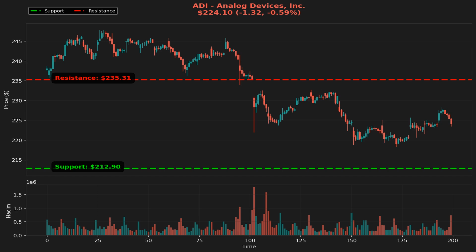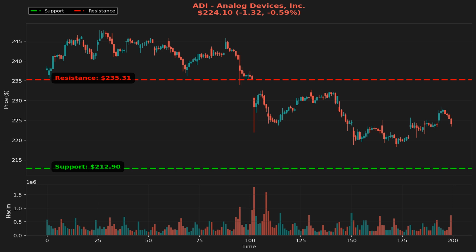In considering market scenarios, a bullish outlook for ADI would rely on several factors aligning. A rise above the 5-day moving average, coupled with increasing volume, could signal a stronger upward trend. If the price can break through resistance at 235.31, it may attract additional buyers, pushing the stock higher.